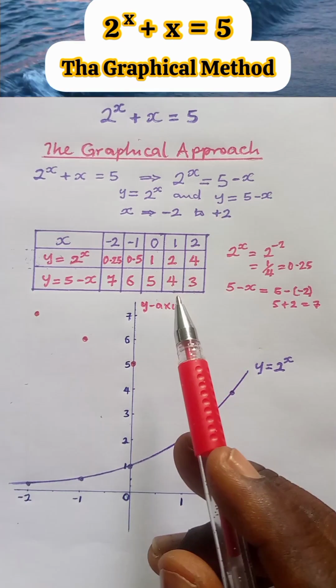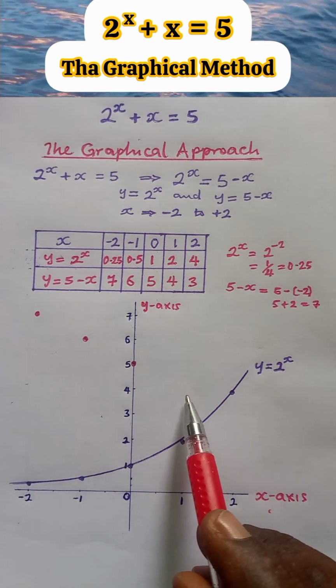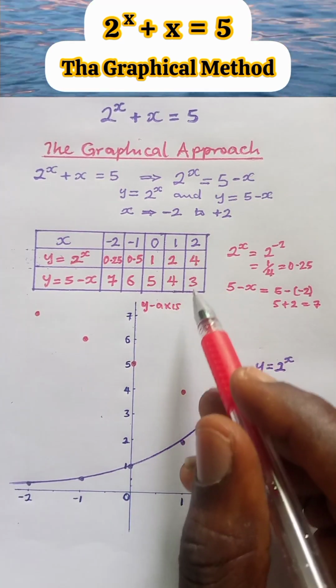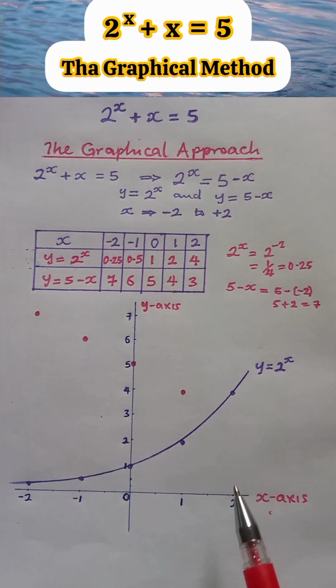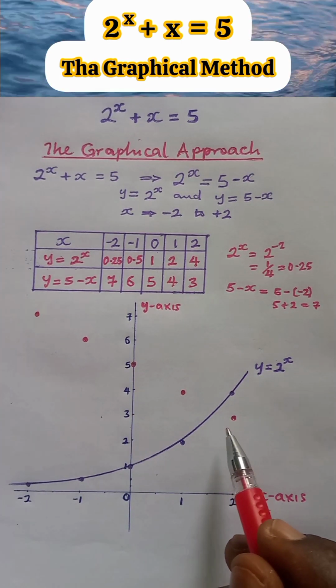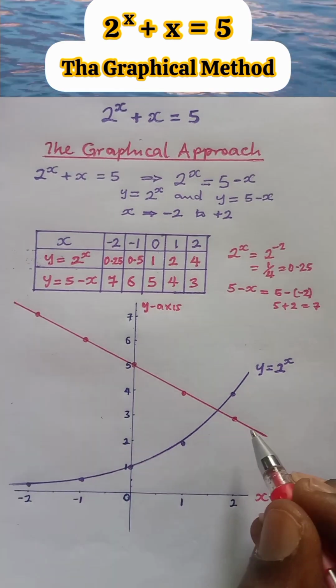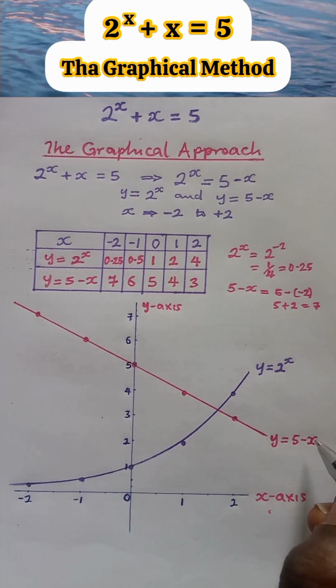Next, when x is 1, y is 4, and we have our dot at this junction. And finally, when x is 2, y is 3. So we have y as 3 traced to the place of 2. I'll put our point here. Now we are going to connect all the dots together. And this gives us the function y equals 5 minus x.